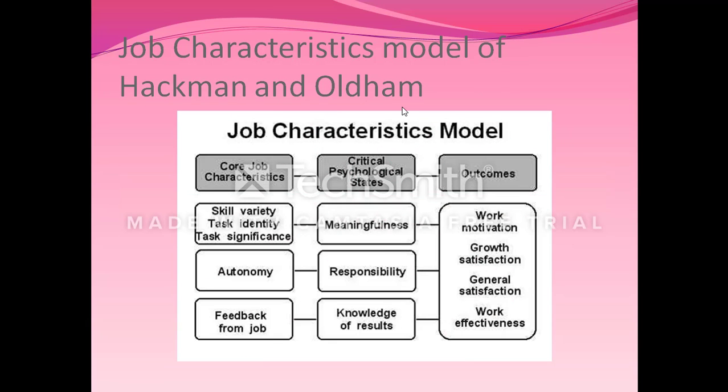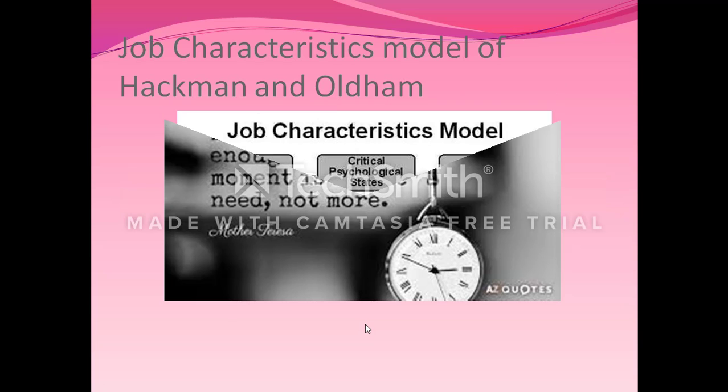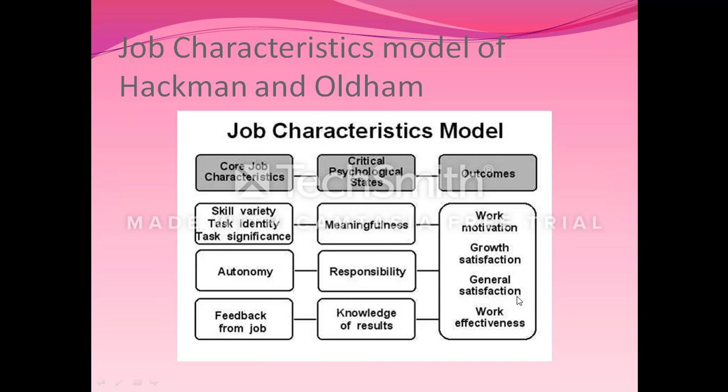So there is one model given by Hackman and Oldham, that is the job characteristics model. This job characteristics model says that these three psychological states help in getting the outcome, and these psychological states can be attained from these characteristics. That means for this outcome we need to attain these states, and for these states we need to have these characteristics. See, skill variety means how many skills or talents are required to do what they are asked to do. Are they asked to do different things, different tasks? Is it monotonous or repetitive? So this is skill variety.